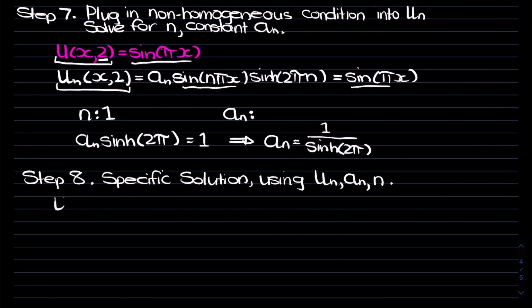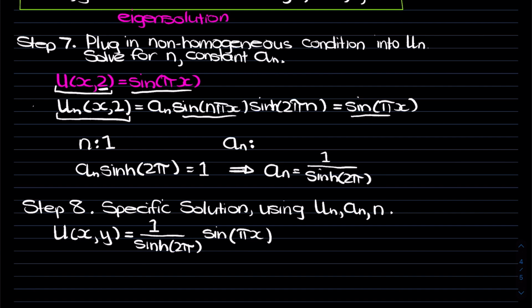So we can say u of x y, and it's not u of n anymore. We're using the u of n equation, but it's not u of n because now we know what n is, and n equals 1. So we have u of x y equals a of n, and a of n is 1 over hyperbolic sine 2 pi, times sine pi x, because n equals 1, times the hyperbolic sine of pi y.